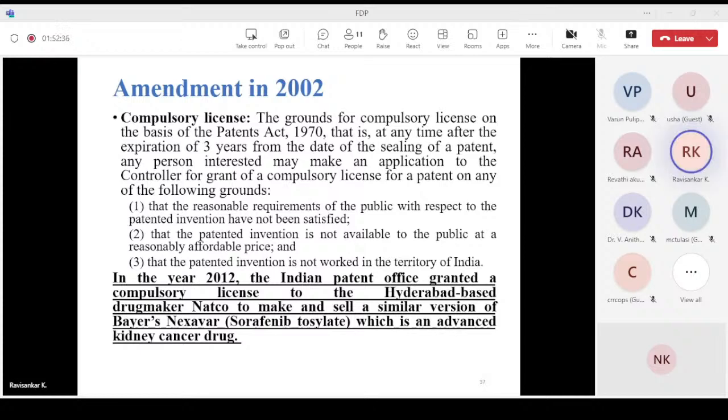So in the year 2012, the Indian Patent Office granted a compulsory license to Hyderabad-based Natco Pharma to make and sell a similar version of Bayer's Nexavar, which contains the active ingredient sorafenib tosylate, and this is used for advanced kidney cancer. So far, this is the only compulsory license granted in India, and after this, no other compulsory license has been granted. People have applied for compulsory license, but it is not granted.